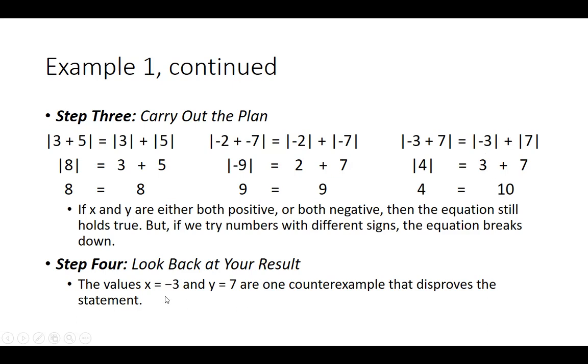But it didn't have to be -3 and 7. It could have been -2 and 10. Could have been 13 and -4. I'm just saying these numbers, and I'm assuming it's going to hold true. Feel free to try those if you want to show that those are counterexamples. Let's move on to example 2.